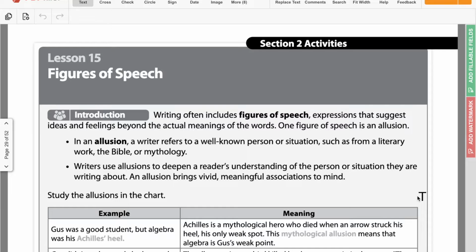But yeah, for today we're going to be talking about figures of speech. So figures of speech are often included in different types of writing, and they're expressions that suggest ideas and feelings beyond the actual meaning of words. So what that means is that when we always say literally, right? Like he's literally so annoying, she's literally this, he's literally that. Literally means that's what it actually is. Okay? So this is talking about sort of an abstract, or it's not literally meaning that, it's meaning something else, or it's standing for something else. And this will make a little bit more sense once we get into some examples.